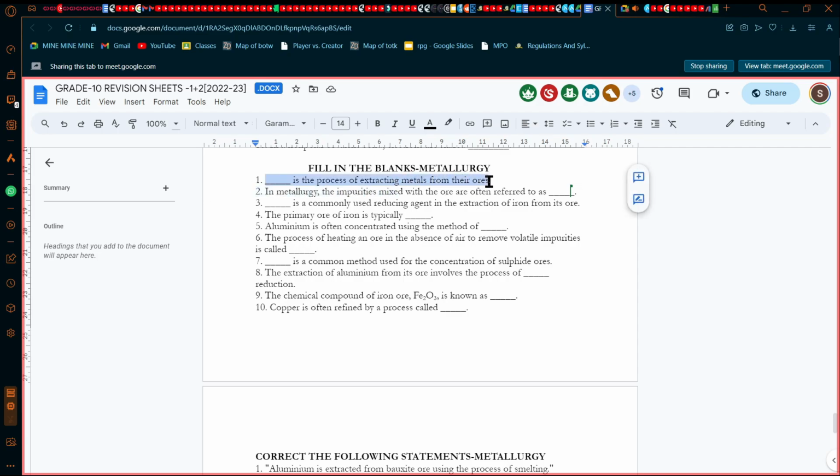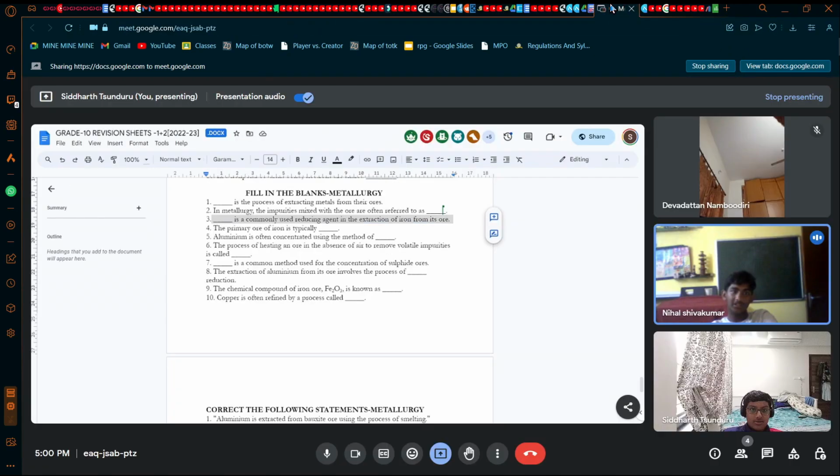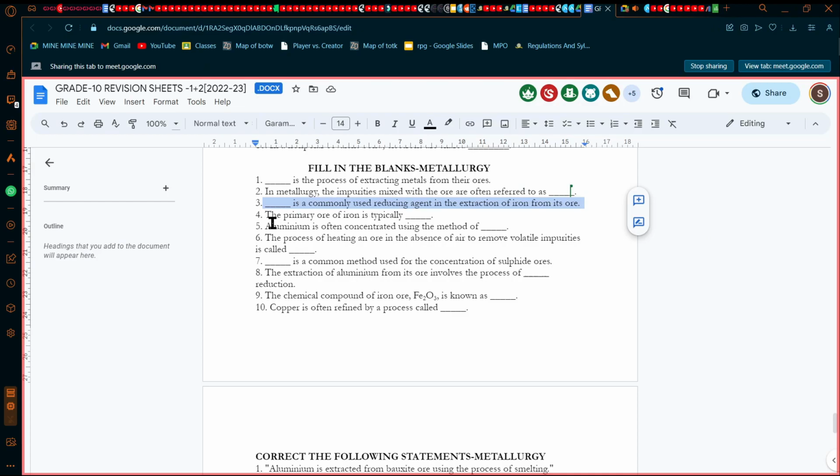Dash is the process of extracting metal: mining. In metallurgy, the impurities mixed with the ore are often referred to as gangue. Dash is a commonly used reducing agent in the extraction of iron: carbon monoxide.